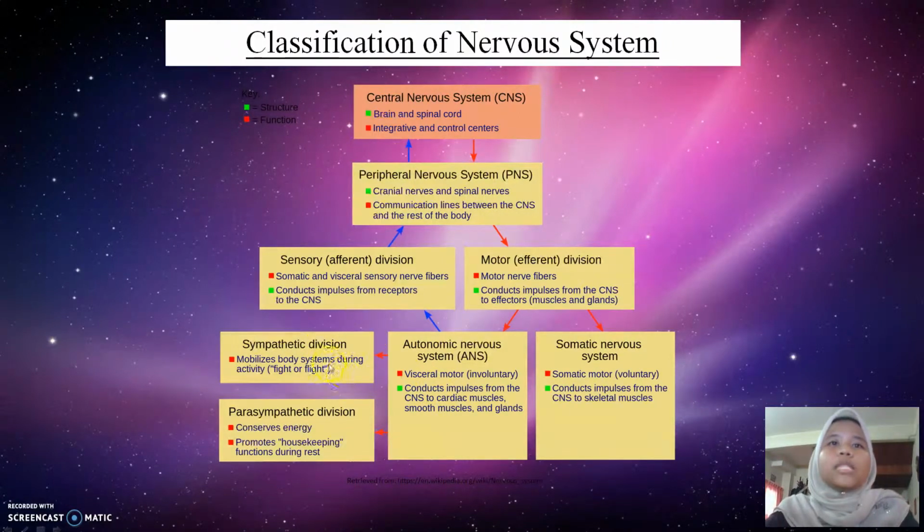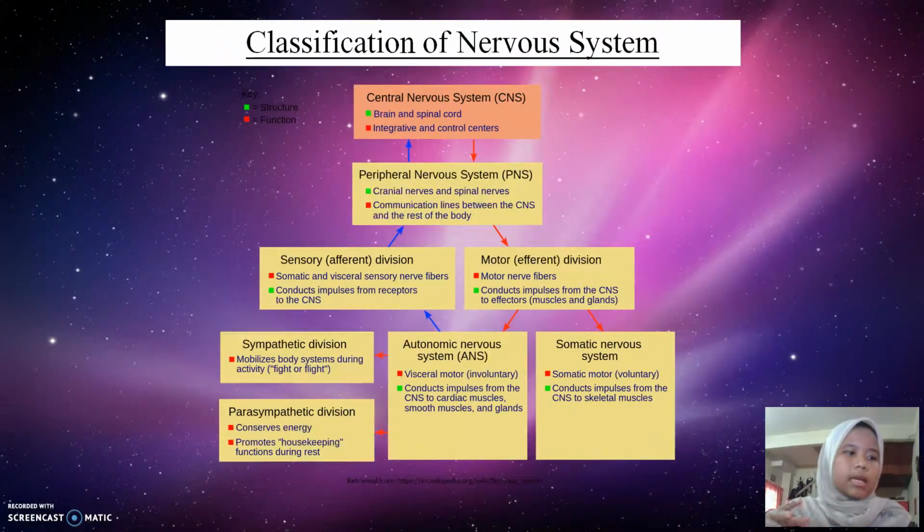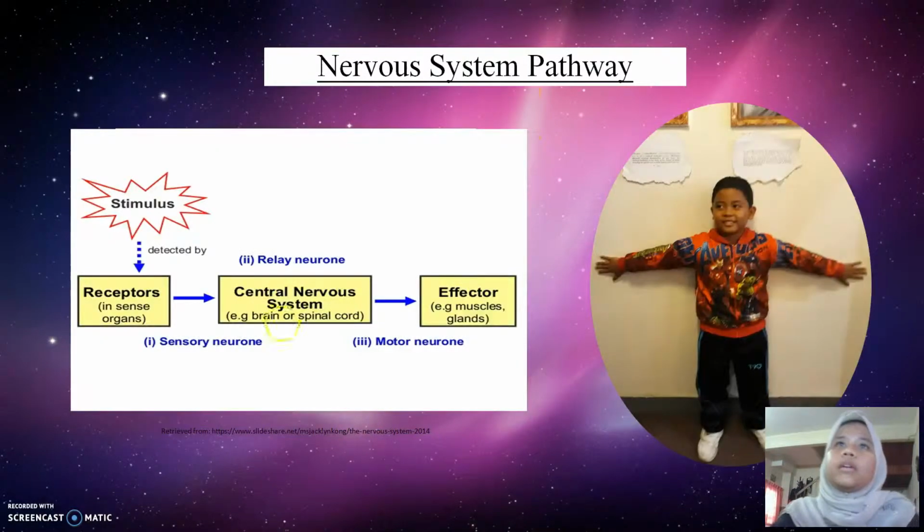The sympathetic division mobilizes the body system during activity, fight or flight. So basically in this state, the heart rate will increase and also the muscle contraction will increase. And the parasympathetic division will conserve energy and promote housekeeping functions during rest. It also maintains homeostasis. So basically in the parasympathetic division, the muscles tend to relax and also the heart rate tends to be at the normal rate.